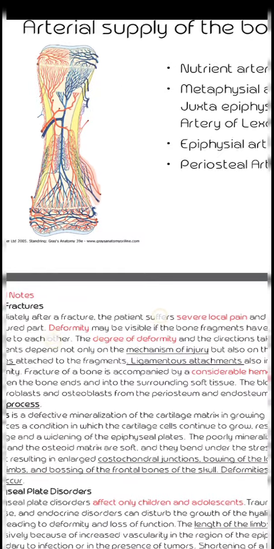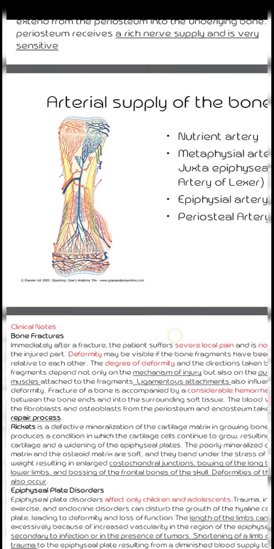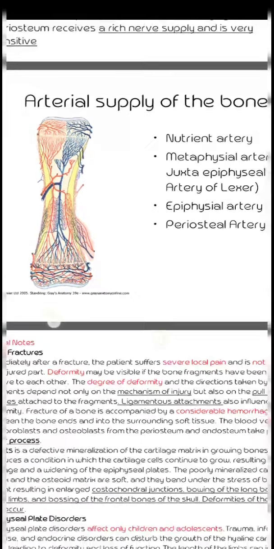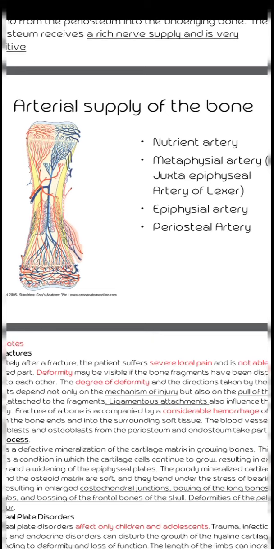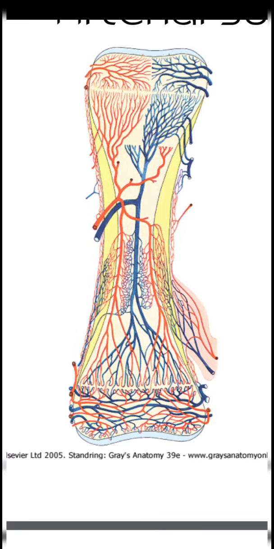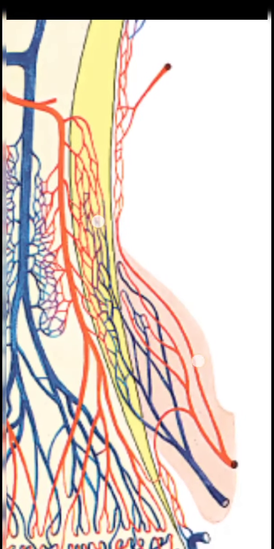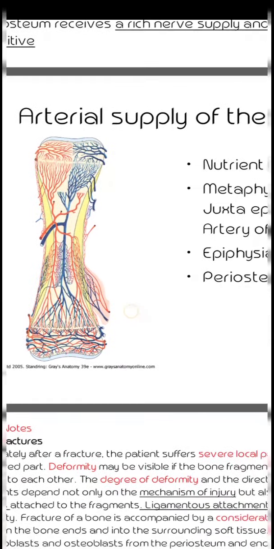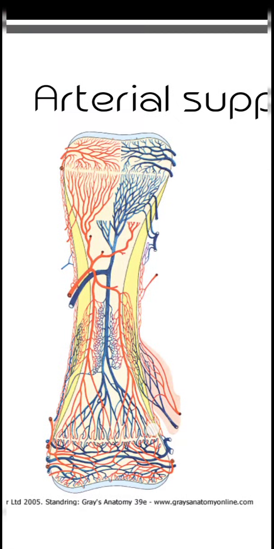Arterial supply of the bone. The main arterial supply is the nutrient artery that supplies the ends, the metaphyseal artery, epiphyseal artery, and periosteal artery. Periosteal artery supplies the periosteum, the outermost artery here. This one is the periosteal artery. Then there are smaller nutrient arteries.